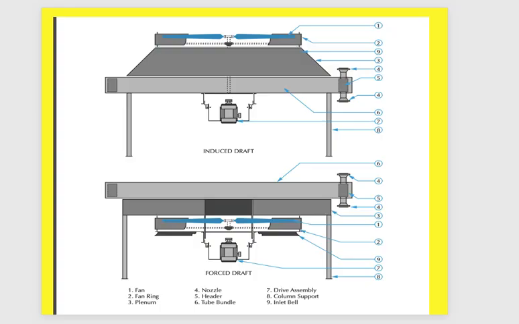I will give you around 12 points. We will discuss slowly to understand the main components of the air cooler. I will give you 12, not 9, okay? The tube bundle, you can find easily the tube bundle here, okay?